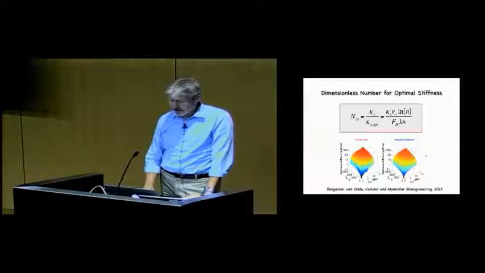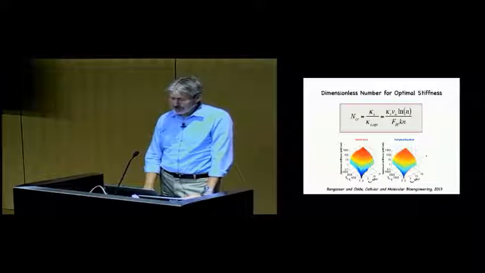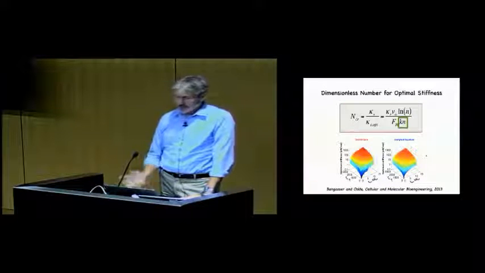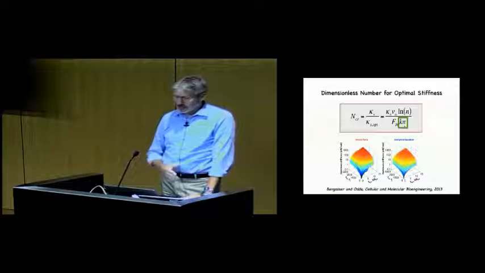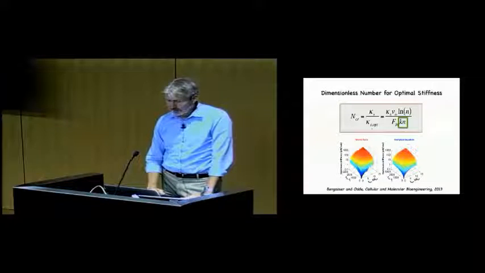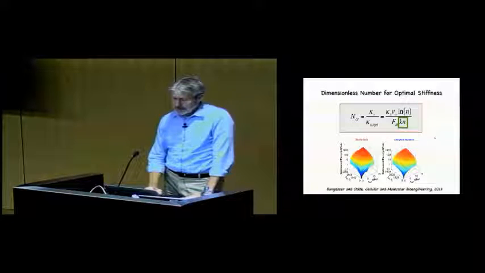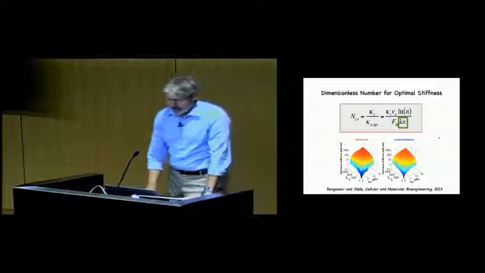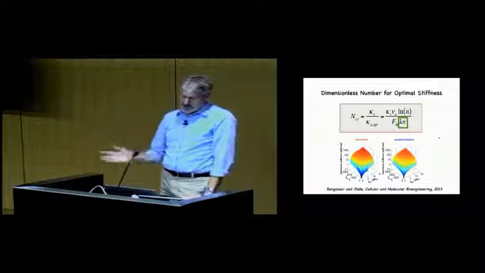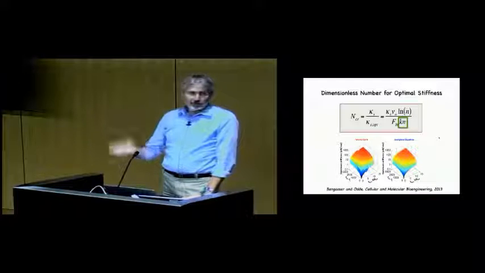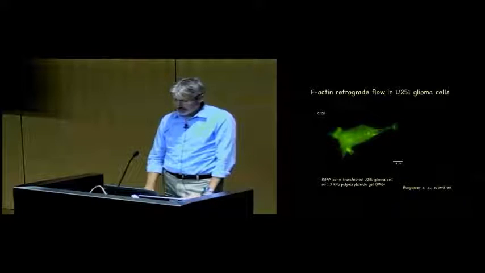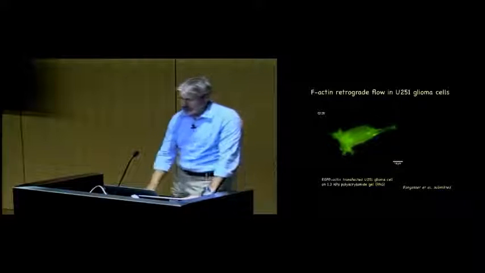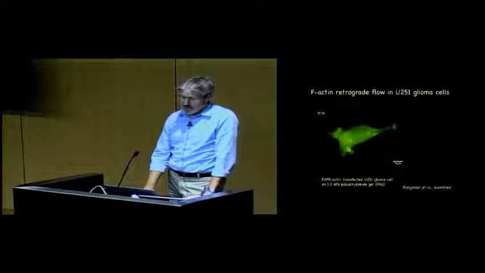And he derived a dimensionless number for optimal stiffness that yielded the same results, that n, the number of motors and clutches, shifts the optimal stiffness coordinately with it. Okay, so we were interested whether this might be the reason why glioma cells are different than neurons in terms of their optimal stiffness. So he started to measure the retrograde flow in glioma cells now, and you can see that here.